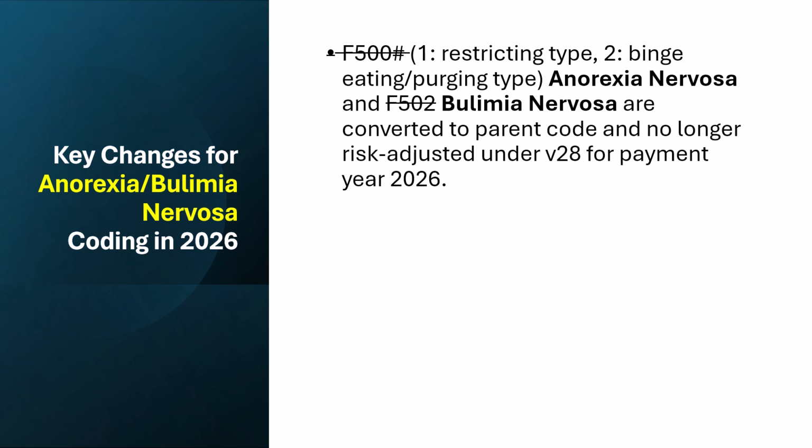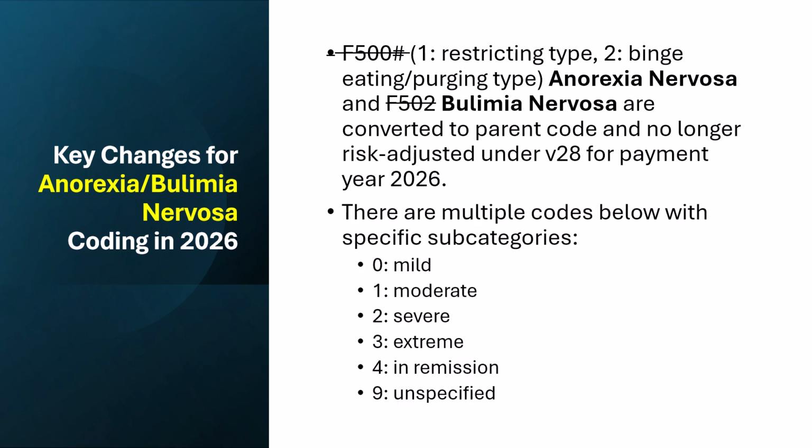Parent codes F5001, anorexia nervosa restricting type, F50022, anorexia nervosa binge eating purging type, and F502 bulimia nervosa are no longer risk adjusted under version 28 purposes as there are multiple codes below it that contain a greater level of detail.